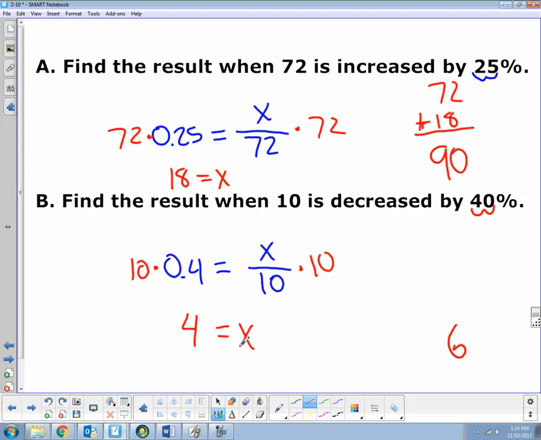But if 10 is decreased by half, I'd get 5. 40% is not quite half, so it's going to be less than half of 10. But if I take 10 and I subtract, because it's a decrease, 4, I'm going to end up with a result of 6. And that's how we got those answers.